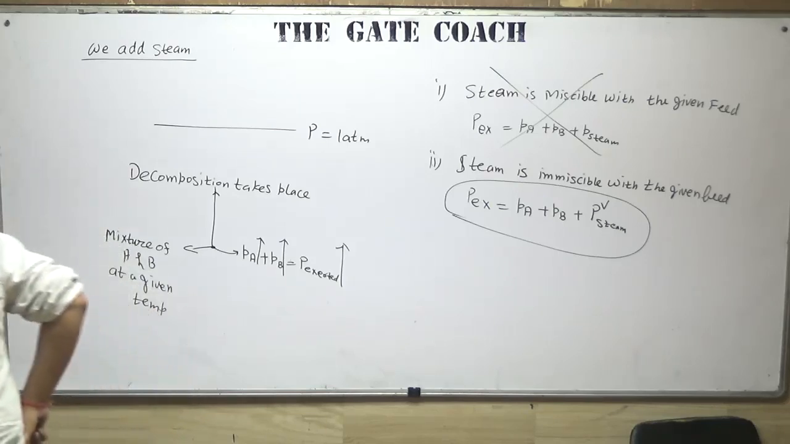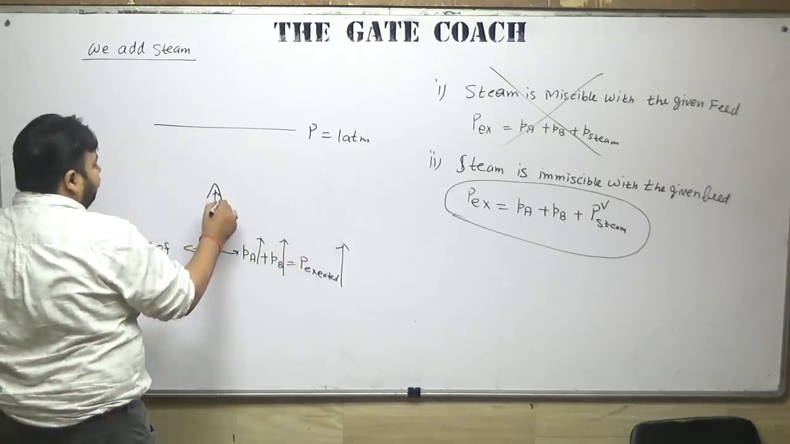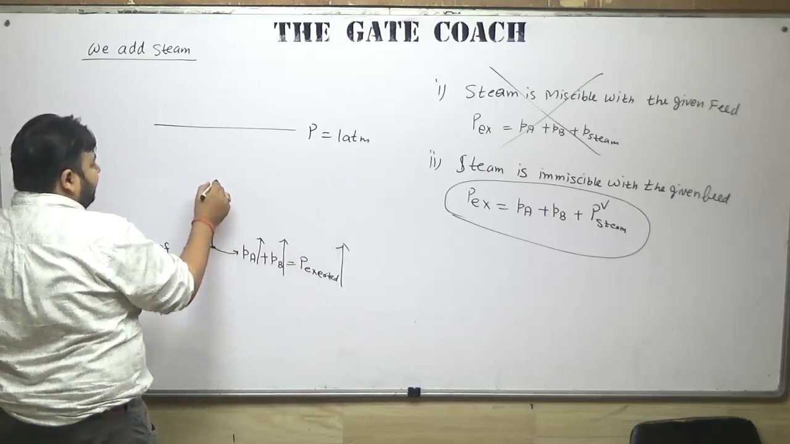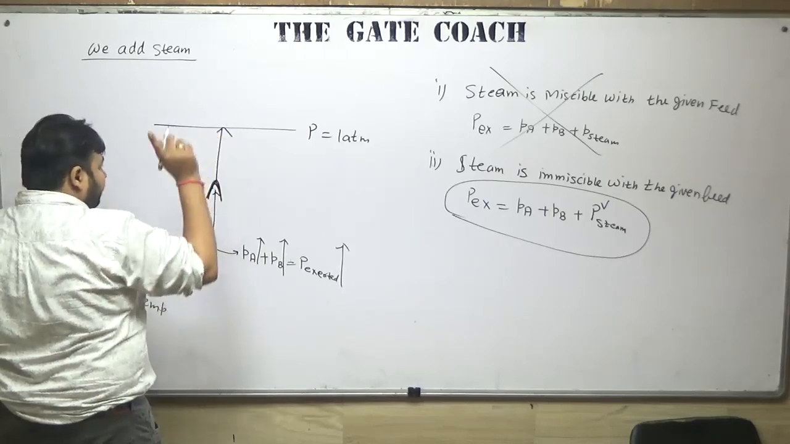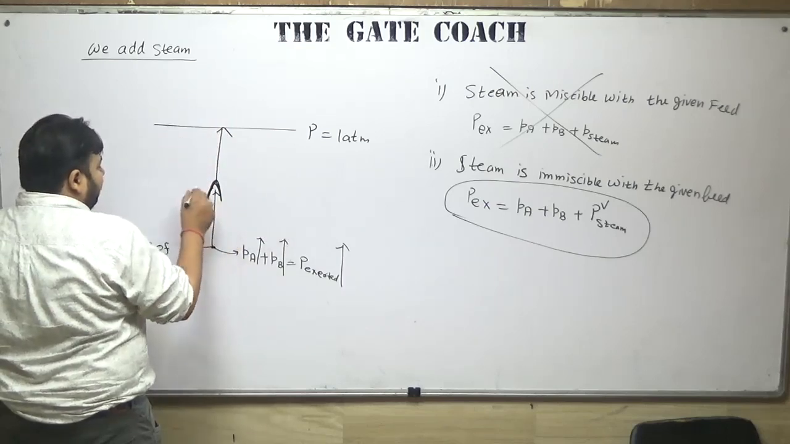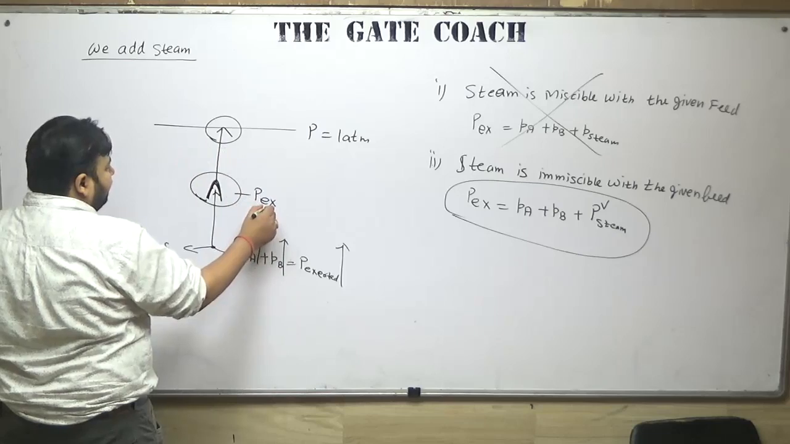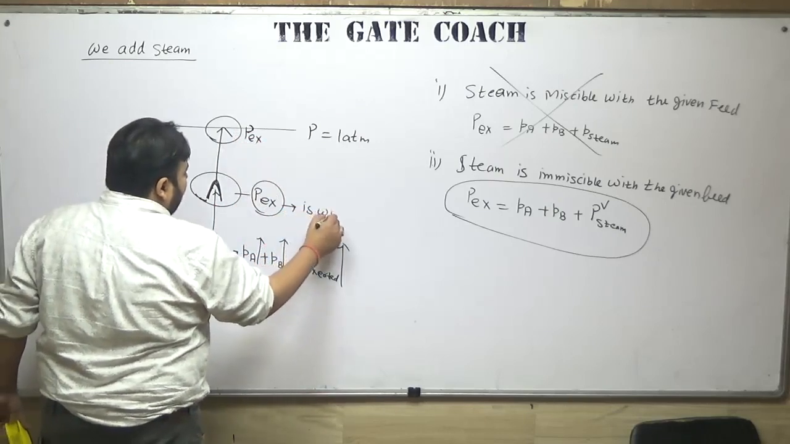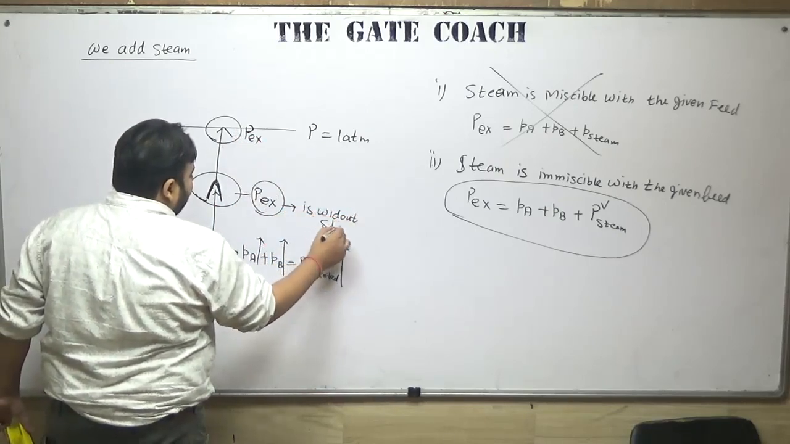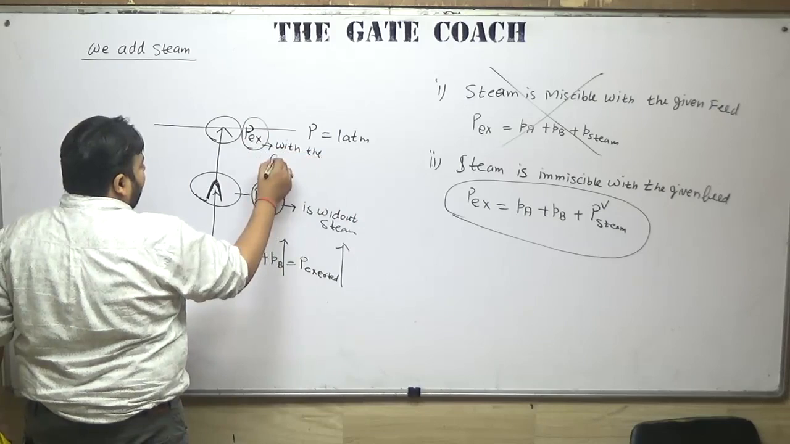Okay, so funda is, at this point the decomposition takes place. What we do, we add steam here. So when we add steam, the pressure rises without the change in the temperature. So whatever is the temperature here, at the same temperature we can reach here because the pressure exerted increases. So P exerted here and P exerted here. This P exerted is without steam, and this P exerted is with the addition of steam.